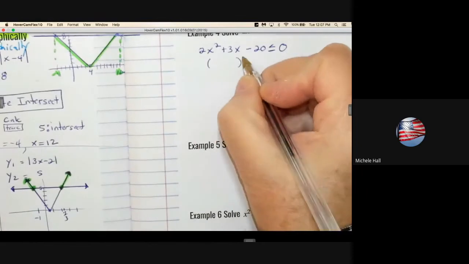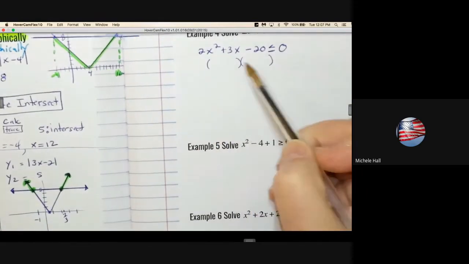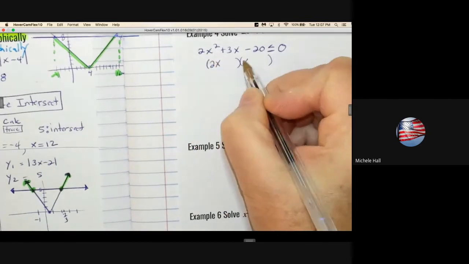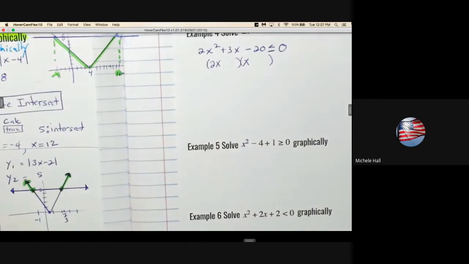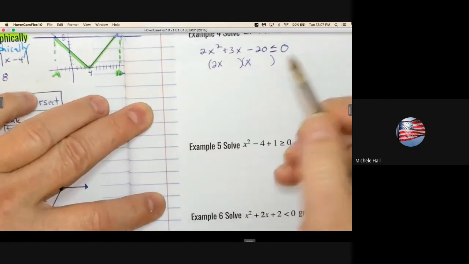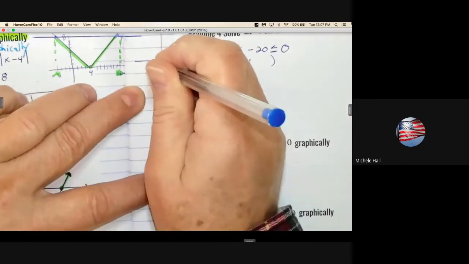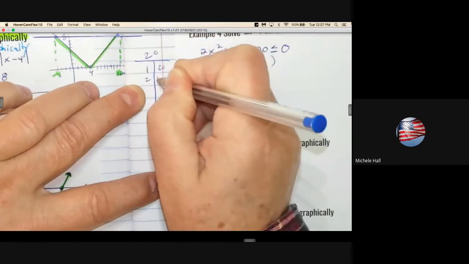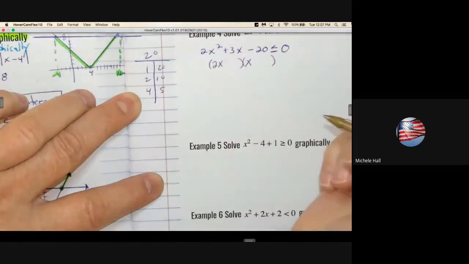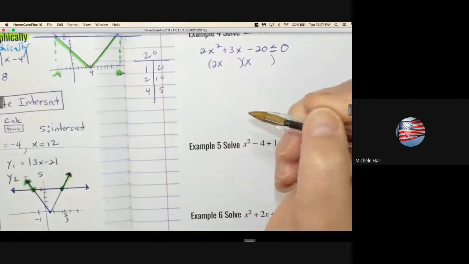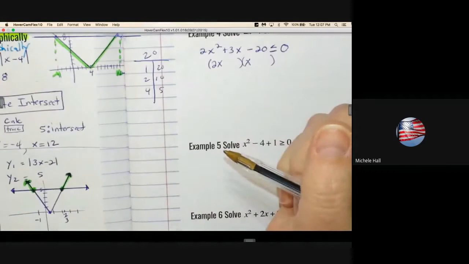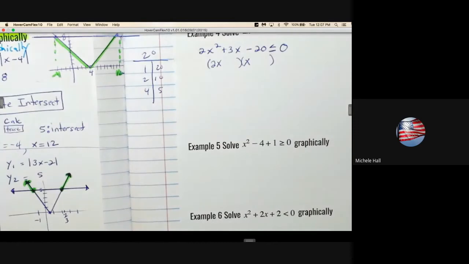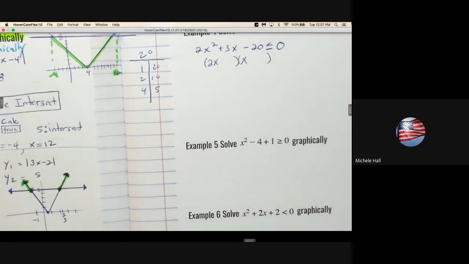2 sets of parentheses. What times what equals 2x squared? That would be 2x times x equals 2x squared. Now factors of 20 that are going to add to 3. Factors of 20: 1 and 20, 2 and 10, 4 and 5. That's all we have. Factors of 20, they're going to add to 3. I do not see any factors that are going to add to 3.